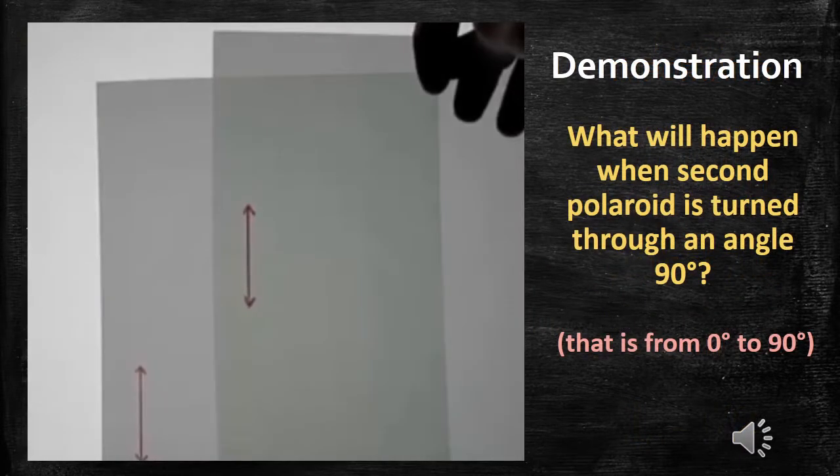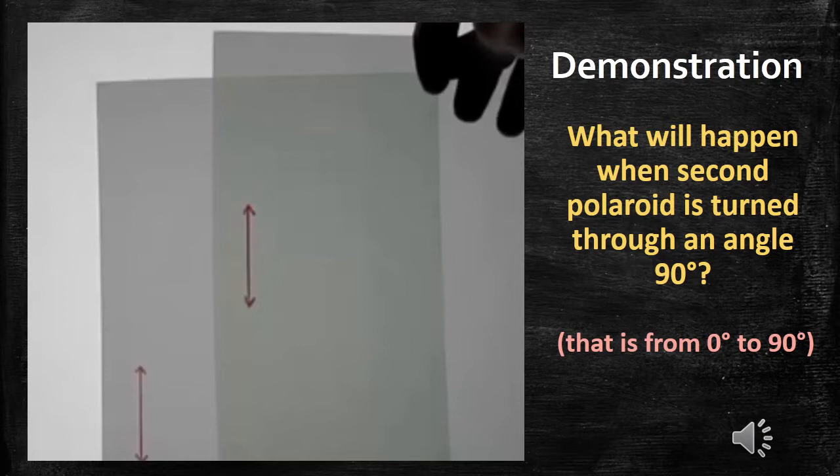Here two polaroids are used. The first one is called polaroid number 1. I am holding the second polaroid. Here the transmission axes of the two polaroids are parallel with one another, and you could see the intensity of light which comes out from the second polaroid. The two arrowheads show the direction of the transmission axis of the first polaroid and the second polaroid.